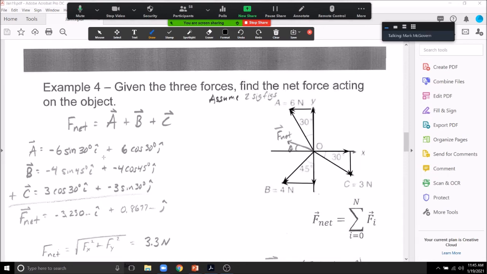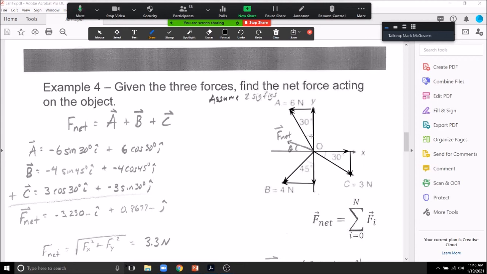And the way you specify these components is these, like this 6 sine 30, 6 cosine 30, these are the lengths of the components.